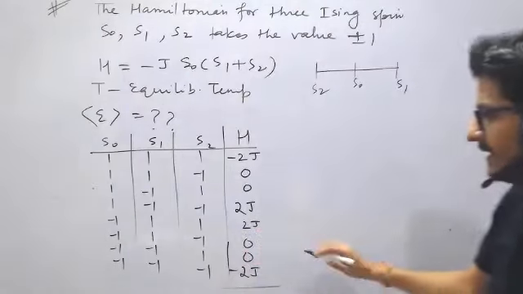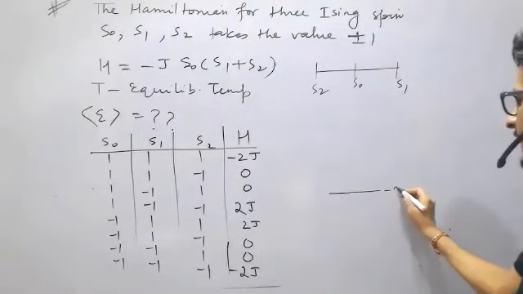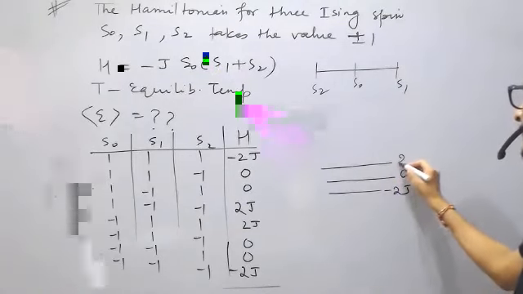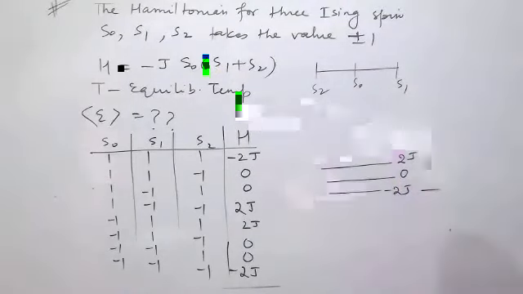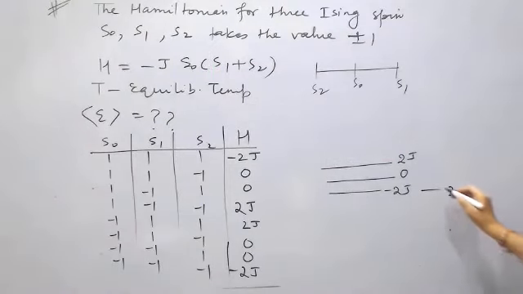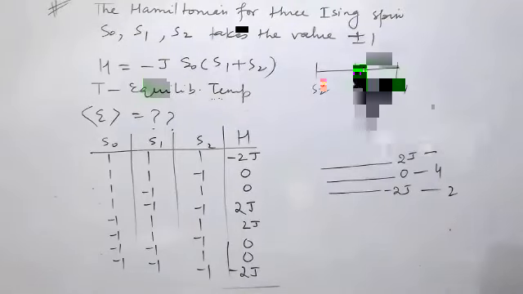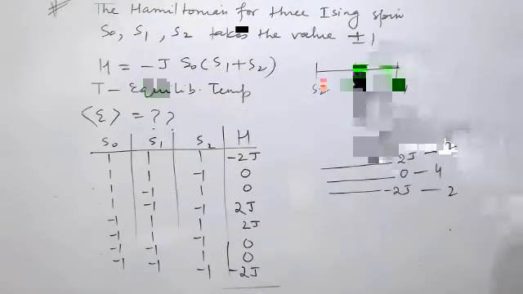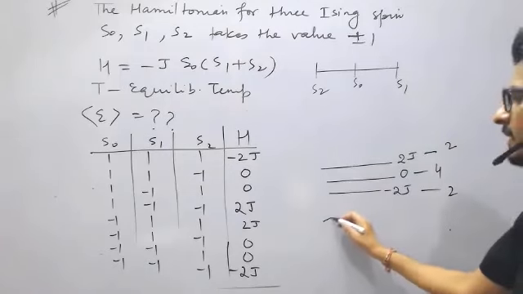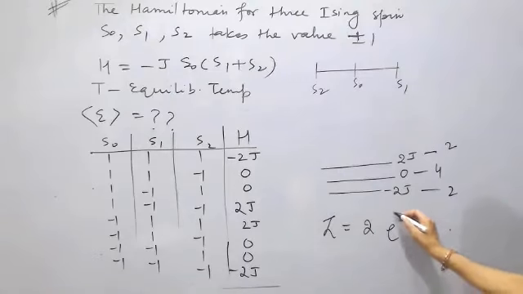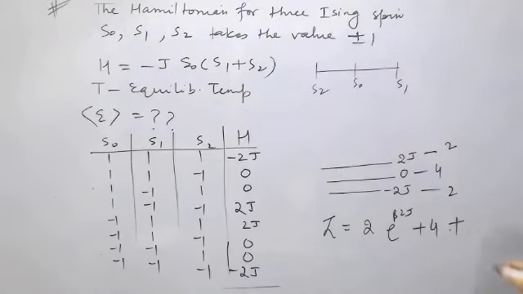So we can make the energy levels like this: minus 2J, 0 and plus 2J. And we can write the degeneracies. Minus 2J is 2 times, 0 is 4 times, and plus 2J is 2 times. This is the degeneracy. So write the partition function. So Z is equal to 2 times e to the power beta 2J plus 4 plus 2 times e to the power minus beta 2J.